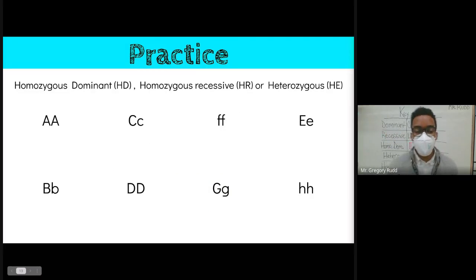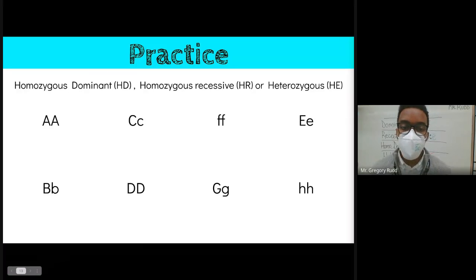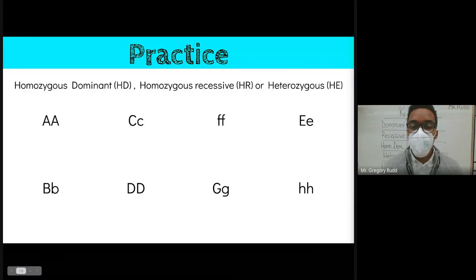All right, so let's practice. We've got the key that I wrote on the board. Hopefully you all have copied that into your notes. We can see these different combinations of alleles on the screen now. I want you all to tell me if they are HD, HR, or HE. HD, of course, being homozygous dominant, HR being homozygous recessive, and HE being heterozygous. I'm going to start with my 2 people who are here with me in person as they glare at me angrily.